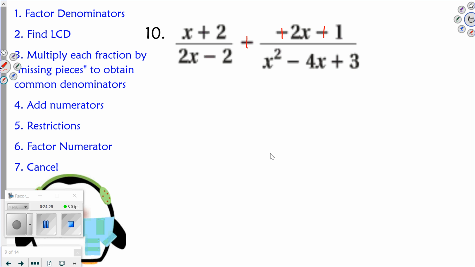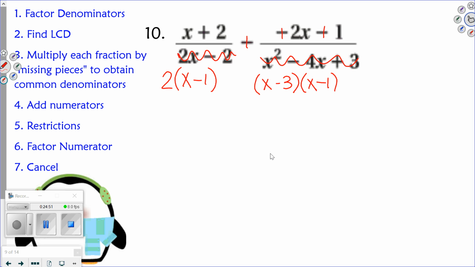Okay, now that we got rid of those ugly signs in there, let's start. Number 1, factor the denominator. Do either of those factor? Good. I can take a 2 out of here. And this one? Good. X minus 3, x minus 1. So they both factored.